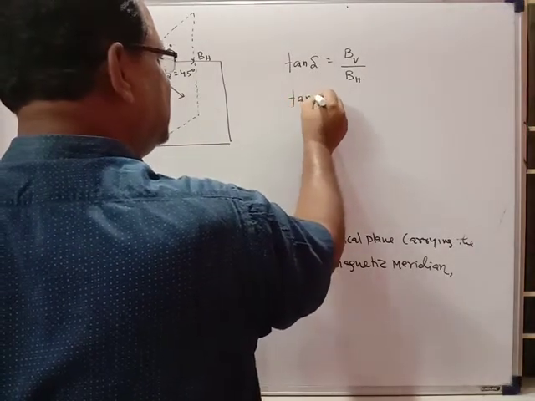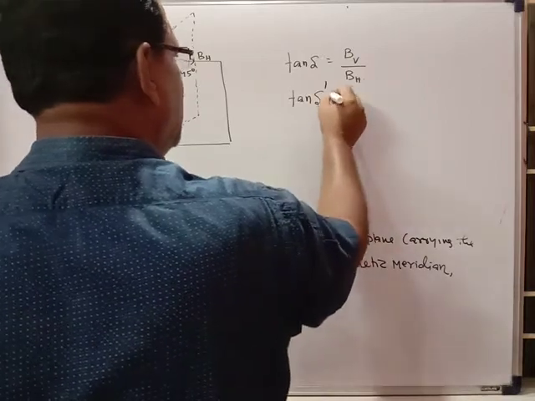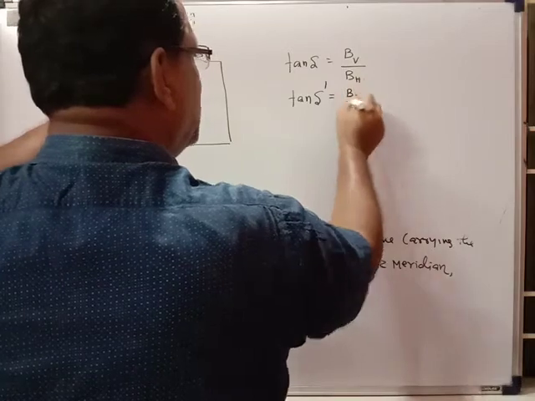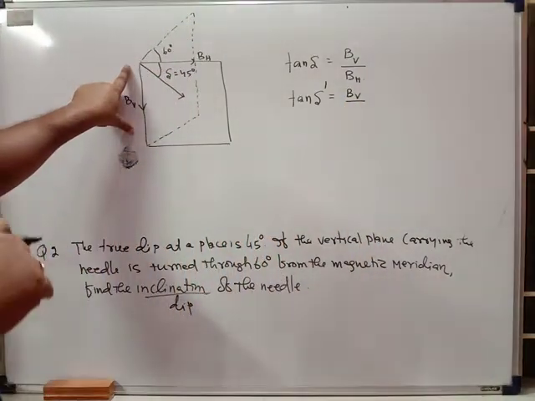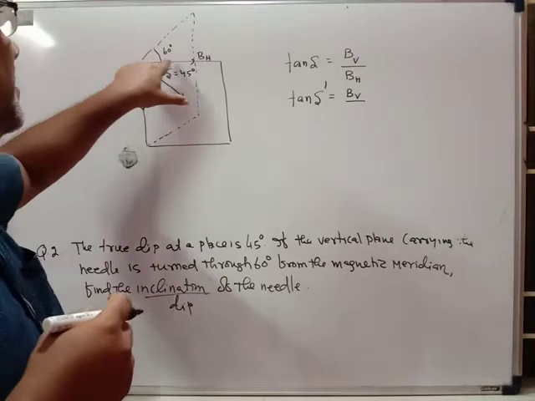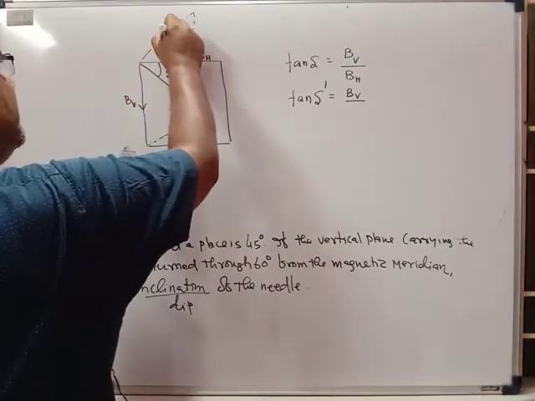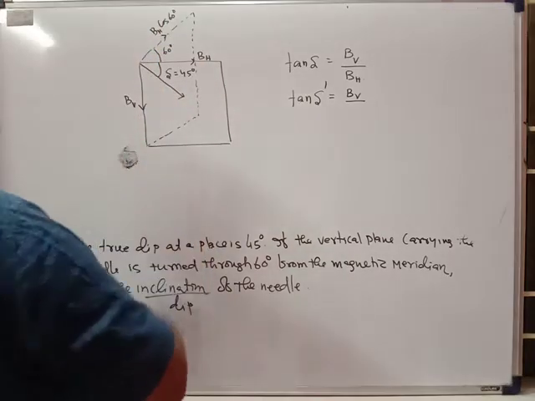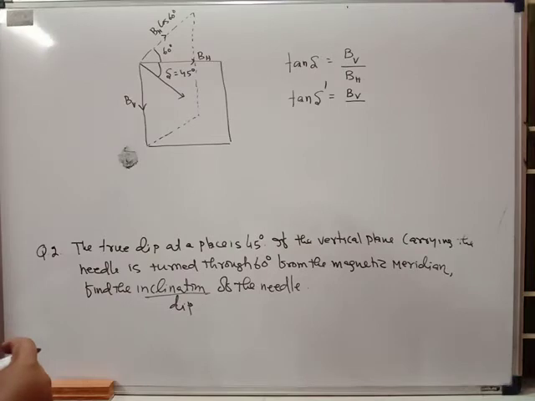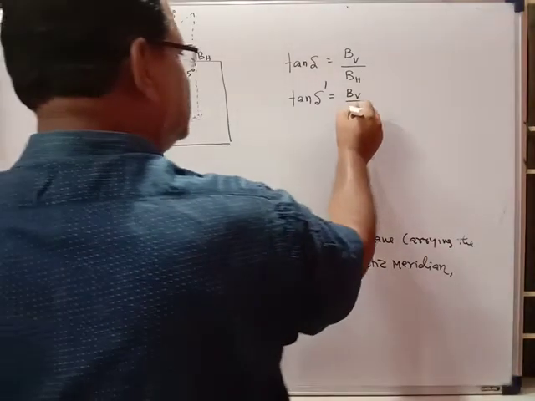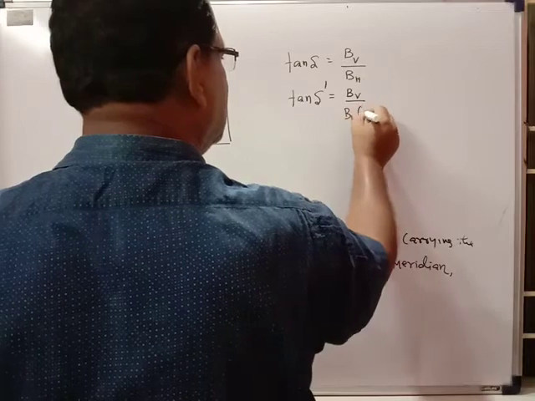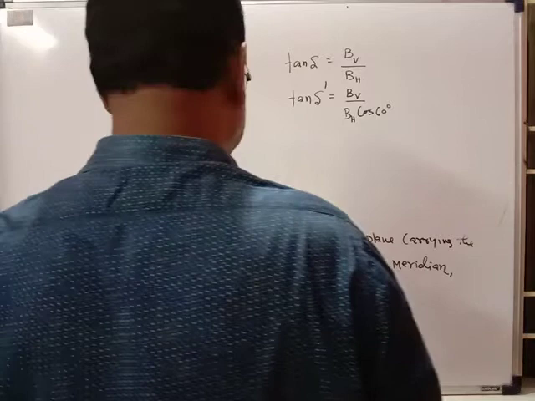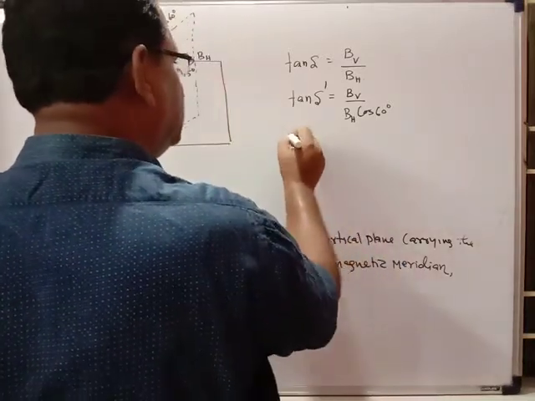The question is asking: tan delta dash equals the vertical component, which will be the same for both cases, that is BV, upon what will be the horizontal component? Because BH will be along this direction, the horizontal component is BH cos 60 degrees. So simply you get BV upon BH cos 60 degrees. Clear?